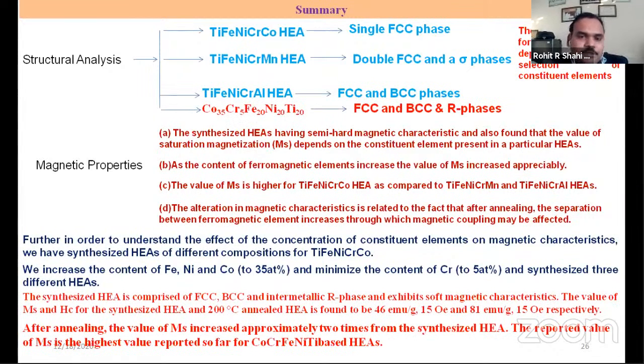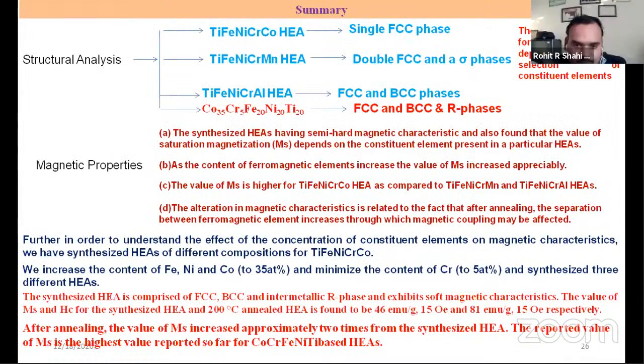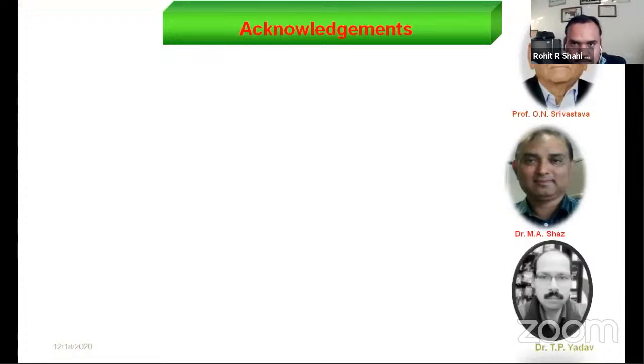The basic problem with commercial soft magnetic materials is that their mechanical property is not good enough, as well as their resistivity and conductivity. By using these high entropy alloys, we can synthesize a highly resistive material that can have good magnetic as well as mechanical properties. The combination of both properties can make this material beneficial for industrial application.